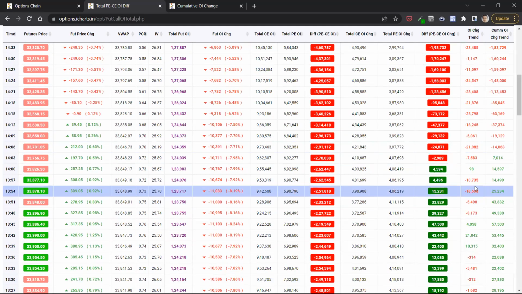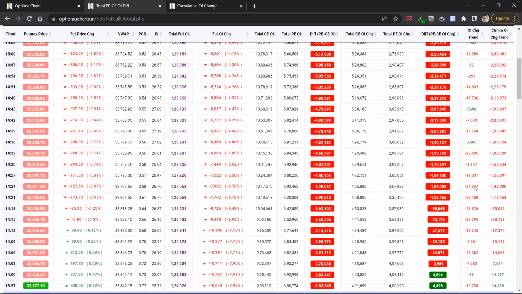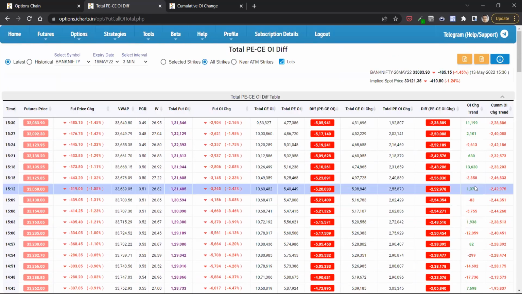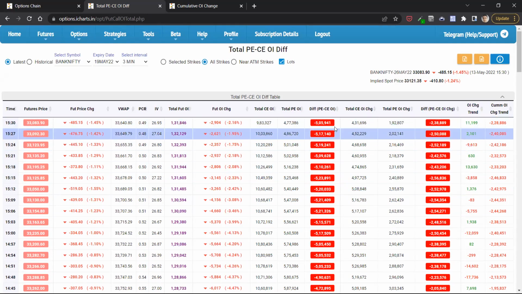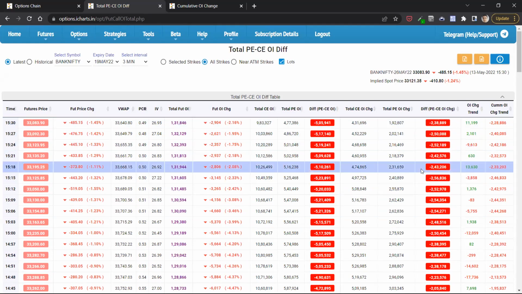Sir, is this updated at runtime, or do we need to refresh it again and again? No need to refresh on the website. It will automatically update. You keep an eye on this. It will tell you when was the last update. You will see that it keeps updating. Prices will update every minute. All these OI columns will update every 3 minutes. You don't need to do anything.